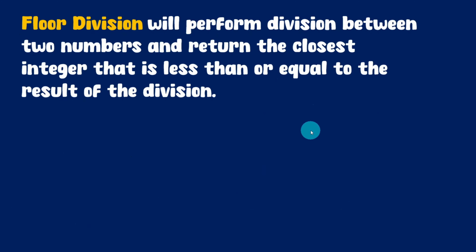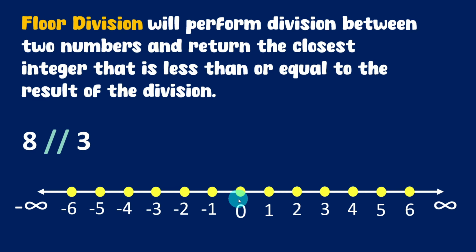Now let's perform floor division operation between two numbers. Let's perform 8 floor division 3. We will need the number line in order to visualize the floor division. 0 is our origin, and the numbers on the right hand side are positive and the numbers on the left hand side are negative. Let's perform 8 floor division 3. First we have to perform division between the two numbers. So let's divide 8 with 3.